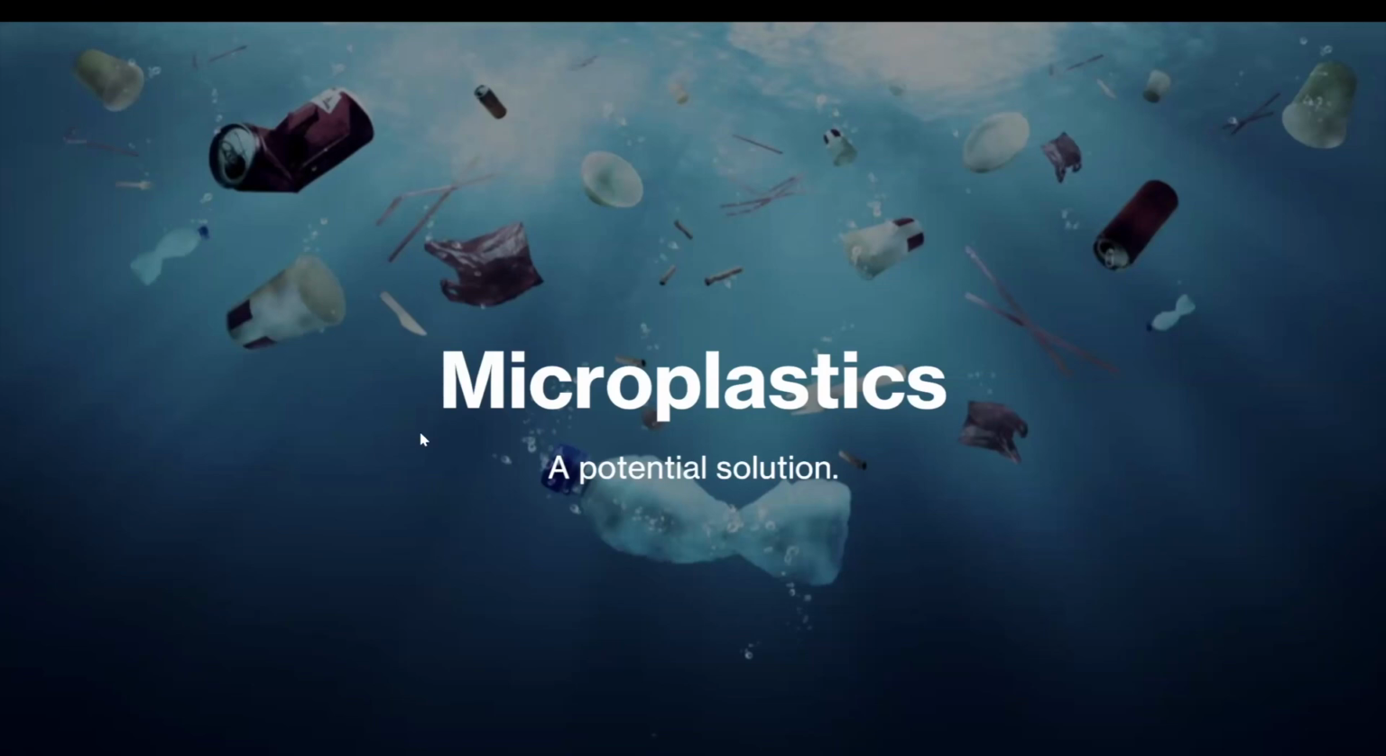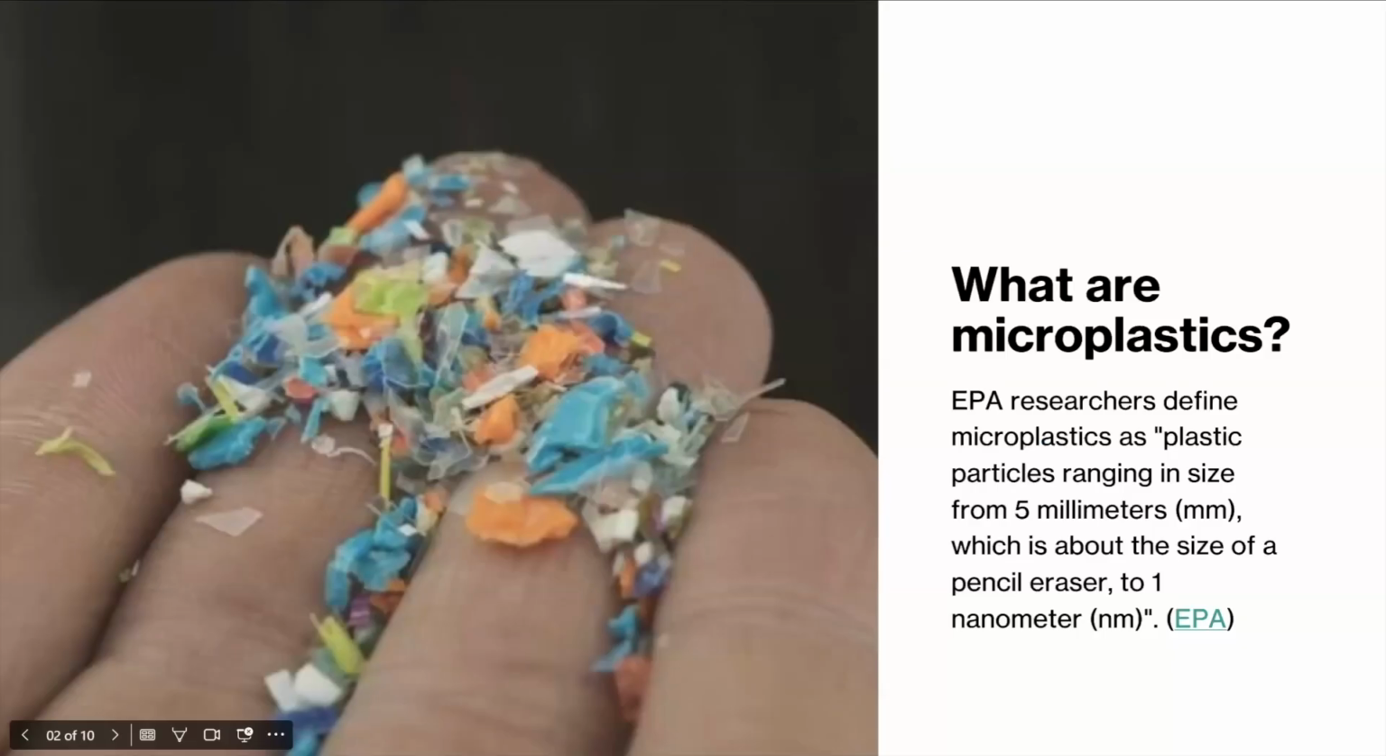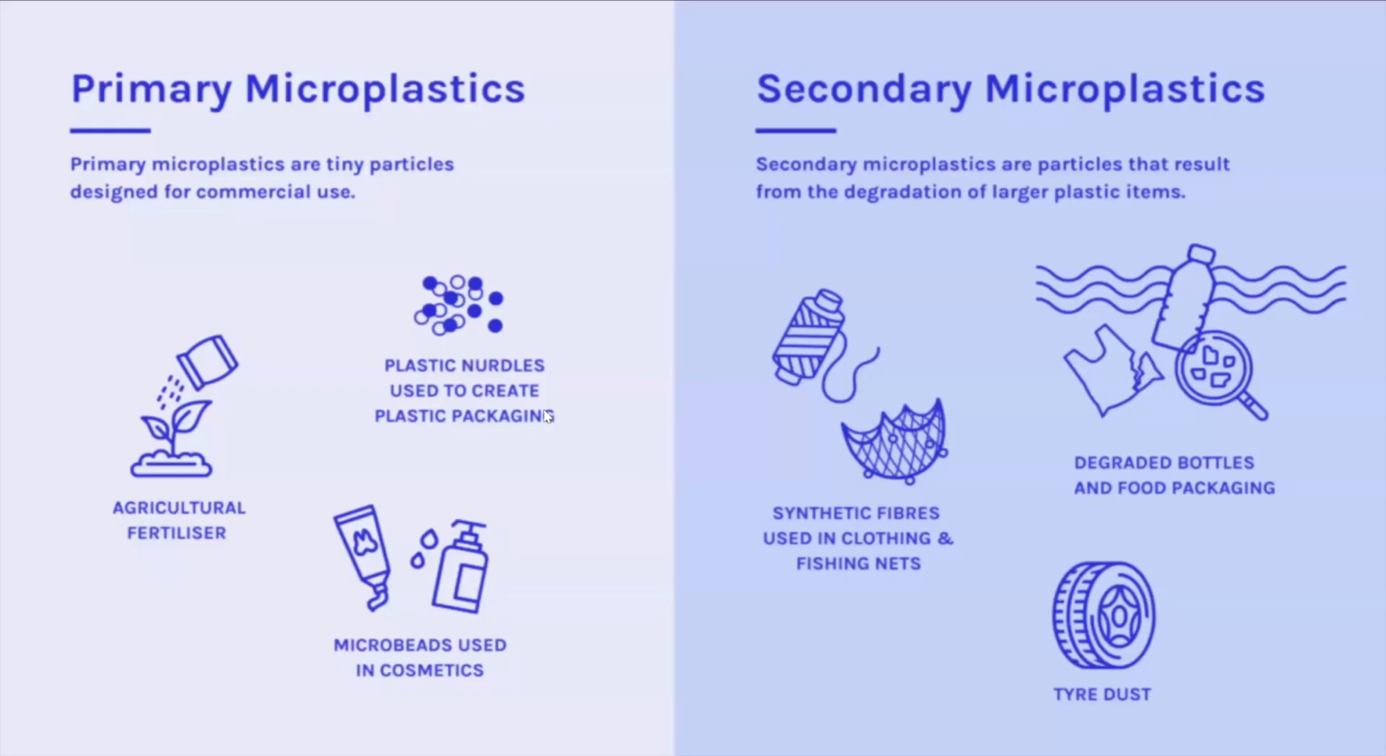First, let's define microplastics. EPA researchers define microplastics as plastics ranging from 5 millimeters to 1 nanometer. There are two types of microplastics.